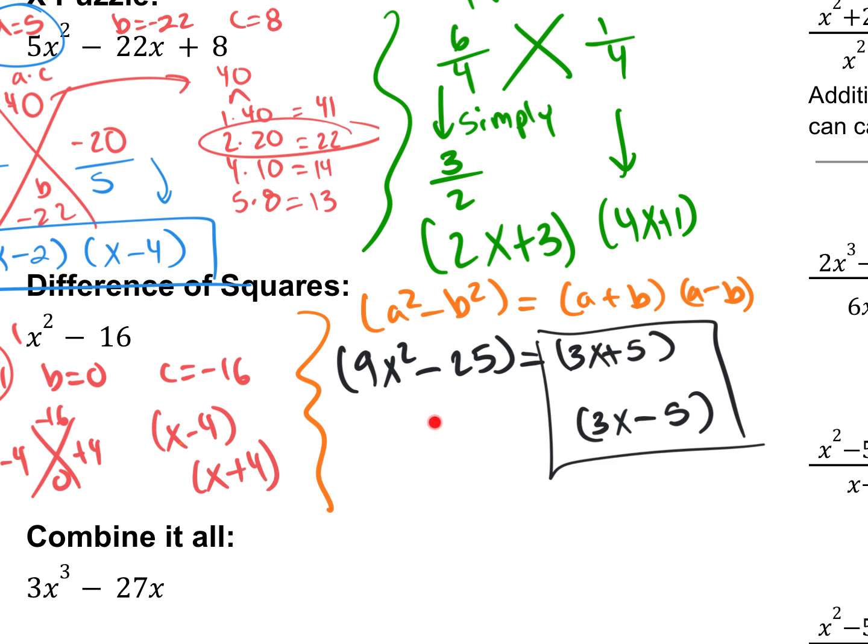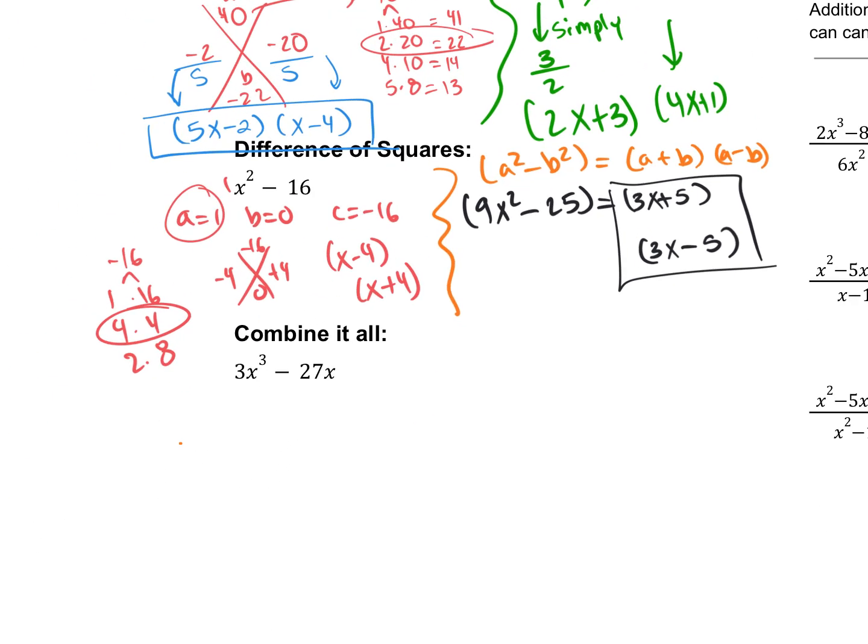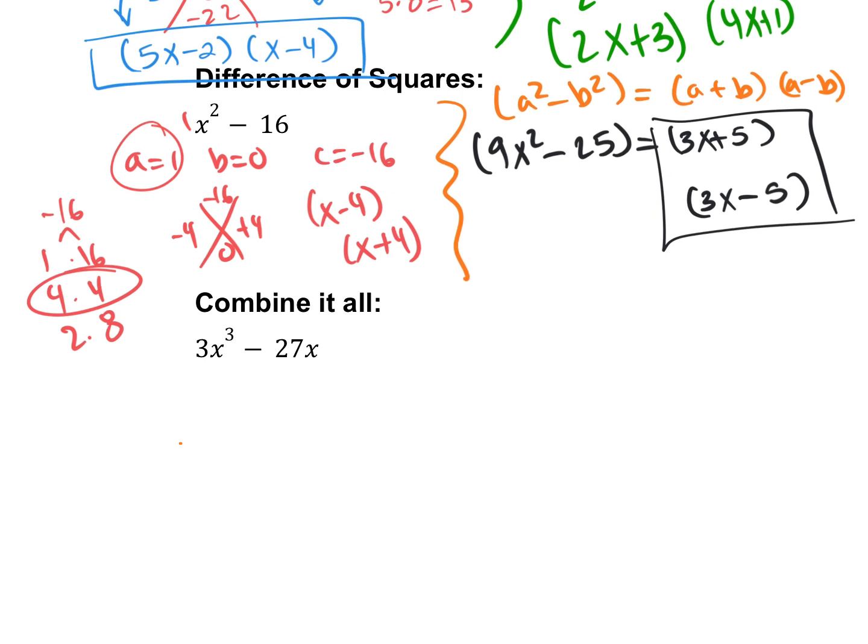You could definitely do the x puzzle for this problem, but you have to multiply 9 times 25, and that's just a lot of big numbers. So the difference of squares rule works a lot easier and faster.